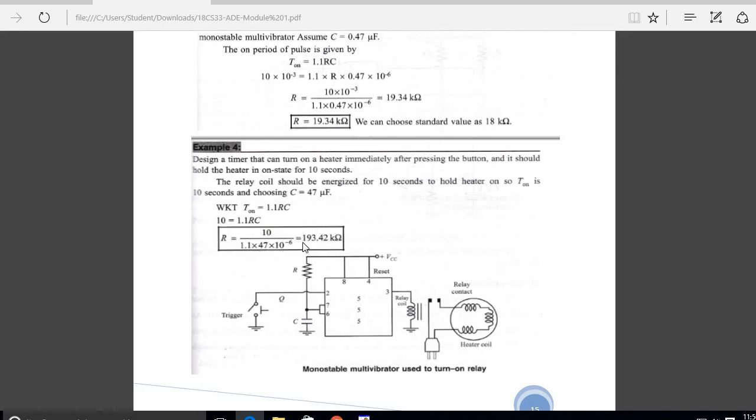R is equal to 193.42 kilo ohm. Okay, so here he is telling us what exactly?